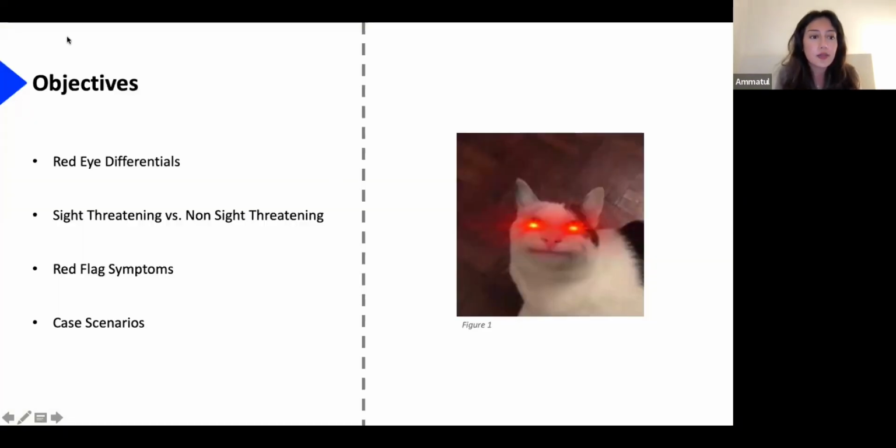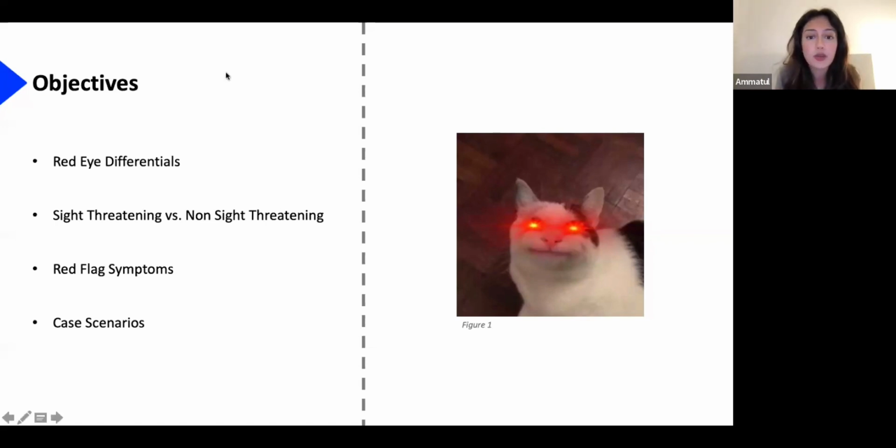So in terms of the objectives, today we're going to go through the red eye differentials, sight-threatening versus non-sight threatening. The sight-threatening conditions will be highlighted in red, and then non-sight-threatening conditions will just be written in black. And the red flag scenario symptoms, as well as case scenarios, which will be dotted throughout.